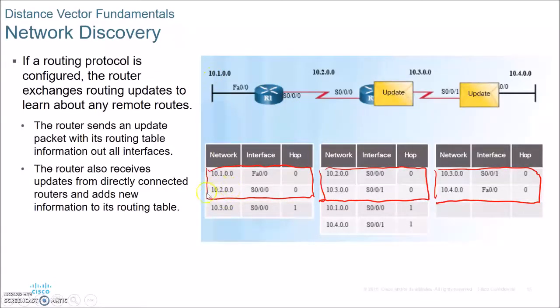Next, it will also receive the route 10.2 in this routing update from R1, and it will check its routing table. Do I have this network? Yes, I have. So I do not need to add this network to my routing table.